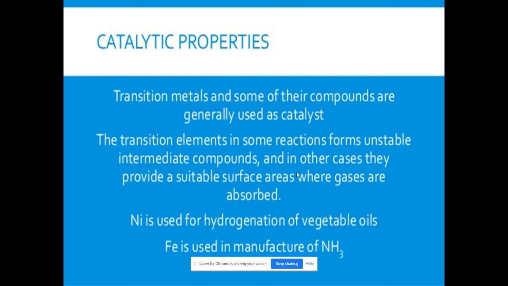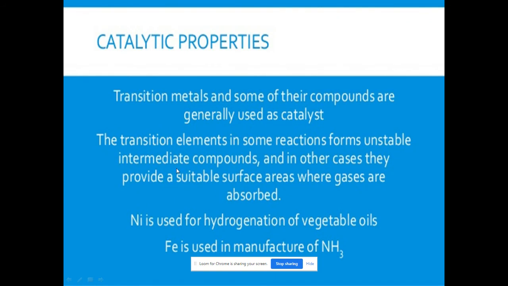The next property of d block elements is catalytic properties. A catalyst is a substance which alters the rate of reaction without being consumed in the process. A catalyzed reaction has lower activation energy than the uncatalyzed reaction. All the transition metals and some of their compounds are used as catalysts. The transition elements in some reactions form unstable intermediate compounds, and in some other cases they provide suitable surfaces where gases are adsorbed.